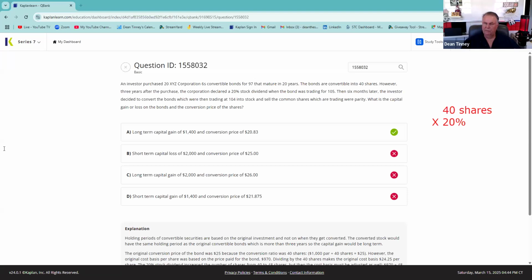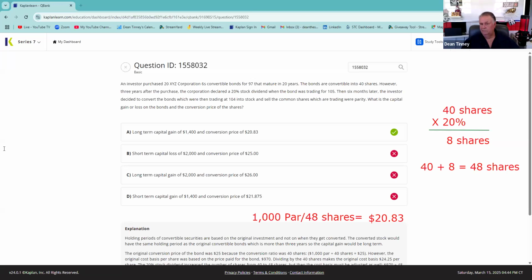The conversion price when it was issued was 25, right? 1,000 divided by 40. So first thing we do is we say, okay, I want 20% more. So it was 40 shares. I'm going to want 20% more. So I want 8 more shares in my conversion ratio. So I want a total of 48 shares now. And now I'm going to establish the conversion price, 28.3. Now remember, that means we're kind of done on this question.